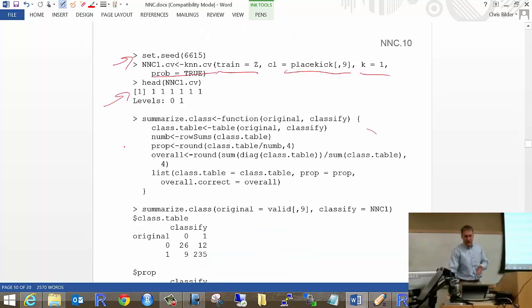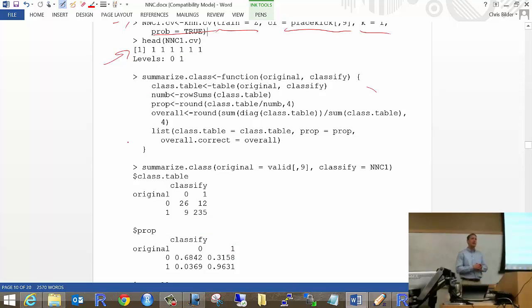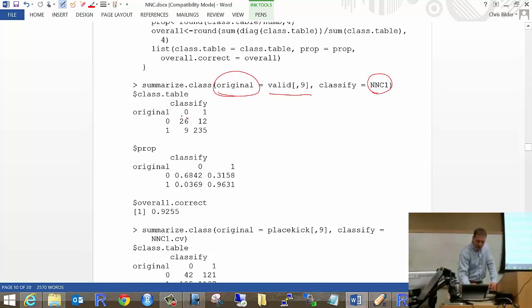Let's look at how well these classifications are done. So here's my summarize.class function that we've seen previously. And simply I do this. Summarize.class. My original classifications for the validation data set are in column 9 of valid. And then the actual classifications are in NNC1. I run the function with it, and this is what I get. So 26 times I had an observed failure, and it was classified correctly. 235 times I had a success, and it was classified correctly. 12 times I made an error in terms of it was a failure but classified as a success. 9 times I had a success that was misclassified as a failure. You can see these proportions too.